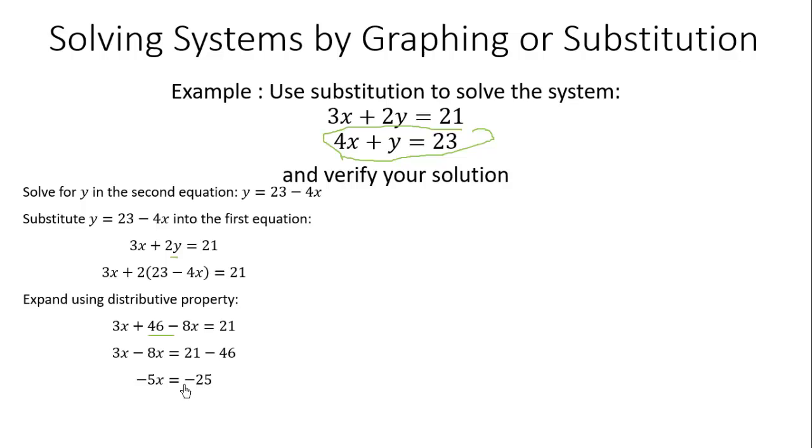The next thing we do is to divide both sides by negative 5 to get x is equal to 5.